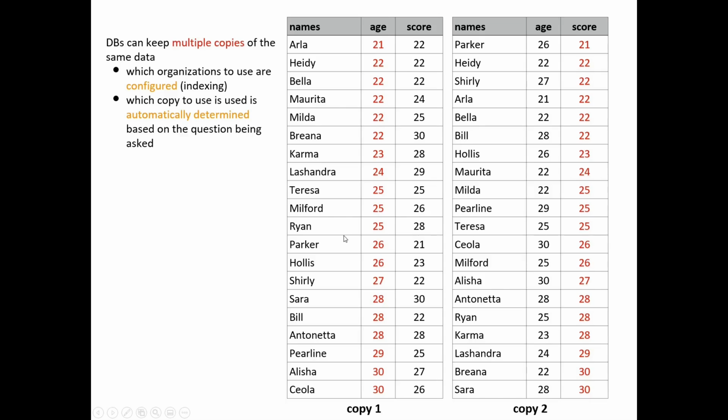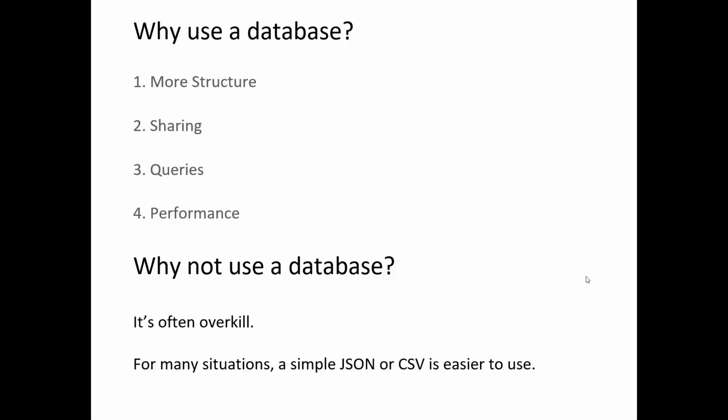Okay, so databases have the advantage that they can actually keep multiple copies of the same data, some sorted in different ways. And this organization is called indexing. I wish we had time to go into that a little bit. For now, we're just going to take advantage of it and know that it's there behind the scenes. But for performance, databases do a lot of stuff on the inside that is just completely hidden from us. And the database will then choose which form it's keeping the data in to best answer the question as quickly as possible.